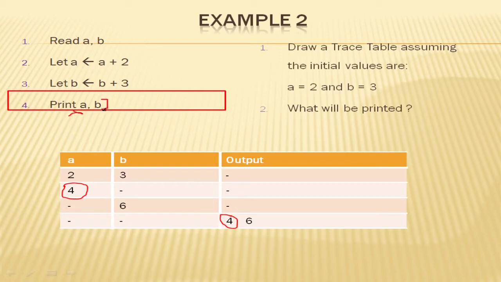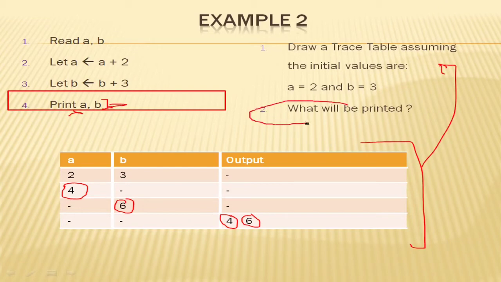Then it says print B. So we're now dealing with B. What is the last value of B? Based on the trace table, the last value of B would be 6. So where it has print B here, we're going to substitute 6 for B. Hence we have 6 here. So what will be printed? 4, 6. So this is a trace table, which is question number 1, and question number 2 says what will be printed. What will be printed is 4, 6.